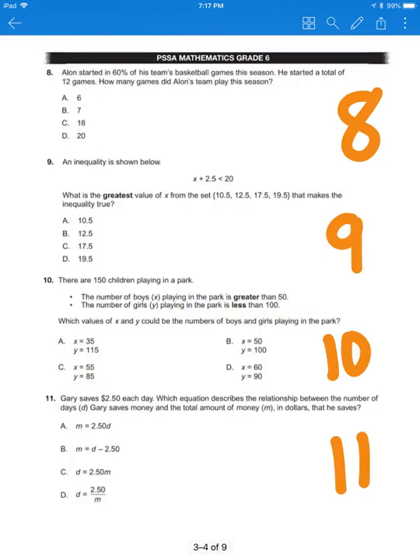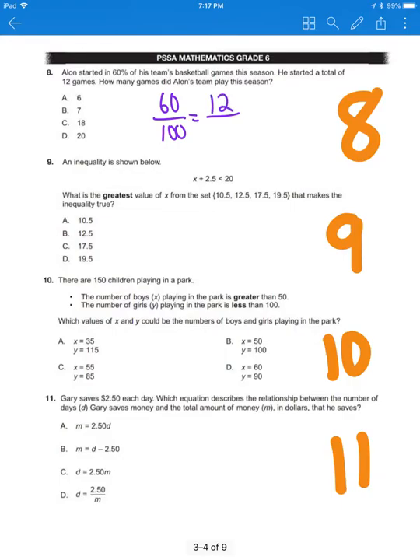On to the next page, number 8. Alon started in 60% of his team's basketball games this season. He started a total of 12 games. How many games did Alon's team play this season? All right, this sounds like percent proportion to me. Remember, percent over 100 equals part over whole. Now, he started a total of 12 games, so that's the part.